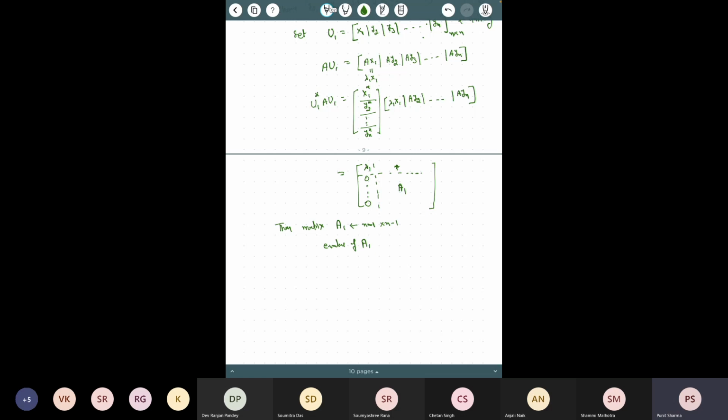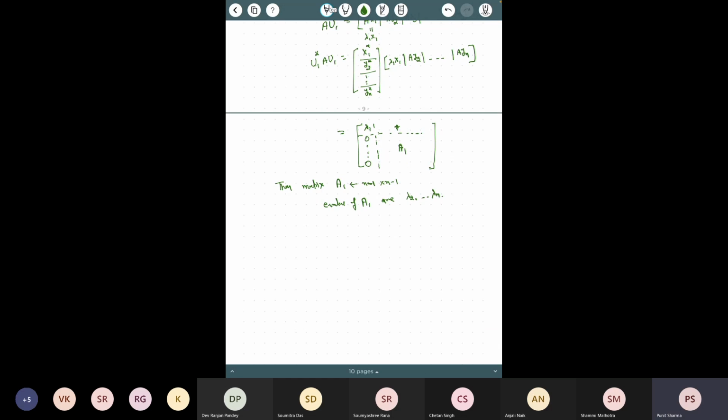Basically the eigenvalues of this matrix are nothing but the union of eigenvalues of this matrix and eigenvalues of this matrix. But the eigenvalues of this is just one entry, so lambda 1, and these are the remaining eigenvalues. But we know that the eigenvalues are given by lambda 1 to lambda n. So eigenvalues of A1 are nothing but lambda 2 to lambda n.